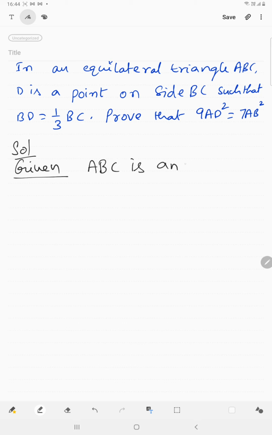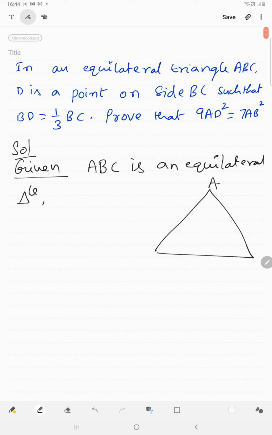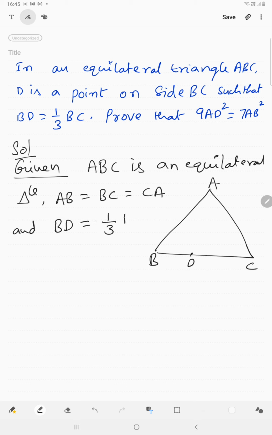ABC is an equilateral triangle. A, B, C. Means all sides are equal. AB is equal to BC is equal to CA. And one more point given that D is a point on side BC such that BD is equal to 1 by 3 times of BC, and BD is equal to 1 by 3 BC.